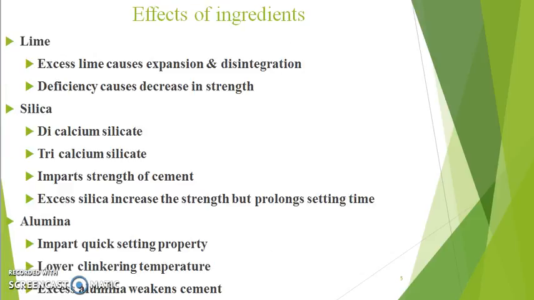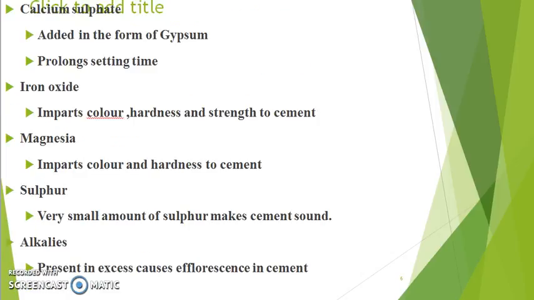Lime: if excess lime is present, it causes expansion and disintegration, and its deficiency causes decrease in strength. Silica is present as dicalcium silicate or tricalcium silicate and imparts strength to cement. Excess silica increases the strength but prolongs the setting time. Next, alumina imparts quick setting property, and excess alumina weakens the cement. And calcium sulfate, added in the form of gypsum, prolongs setting time.